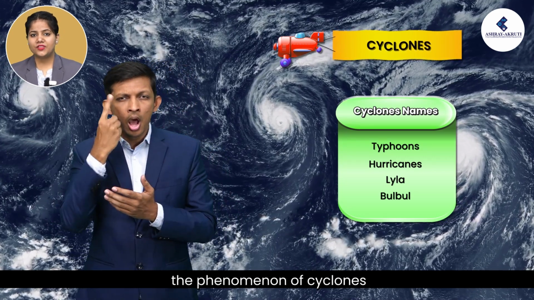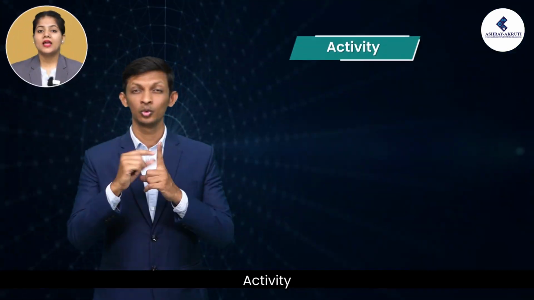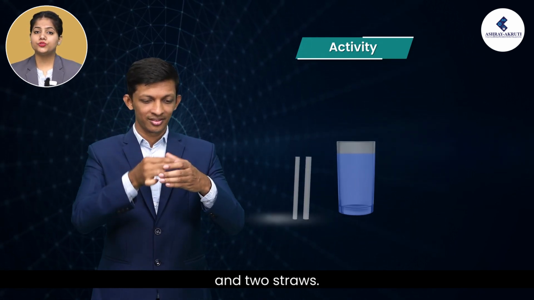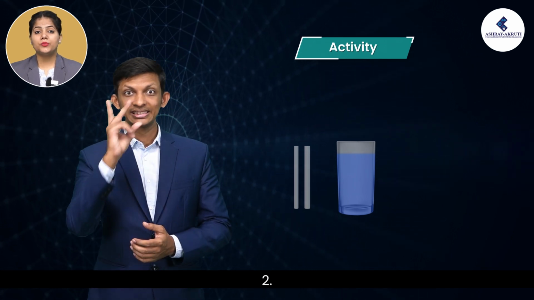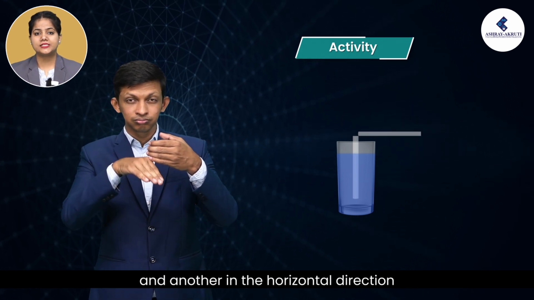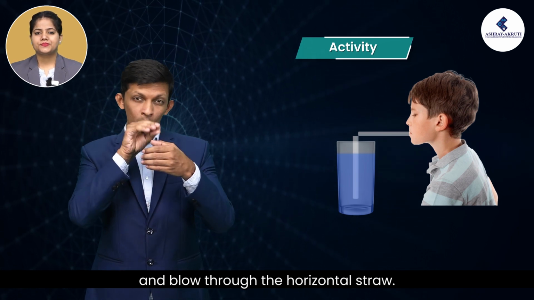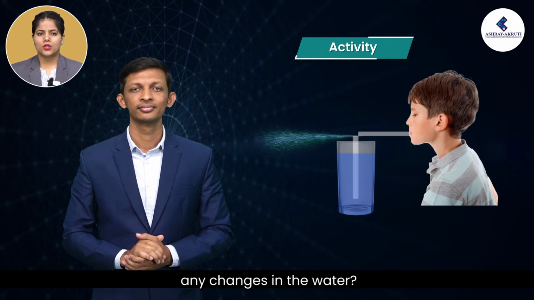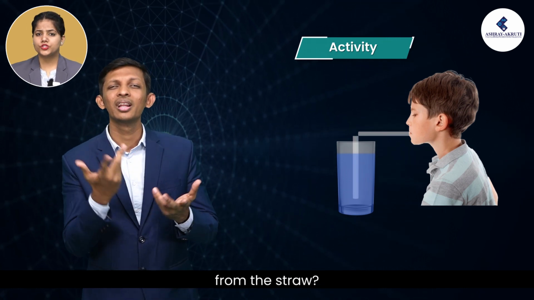Let us try to understand the phenomenon of cyclones through the following activity. Activity. Number 1. Take a glass containing water and 2 straws. Number 2. Put one of the straws in the water and another in the horizontal direction and blow through the horizontal straw. Did you observe any changes in the water? What do you observe? Why is the water spray coming out from the straw?